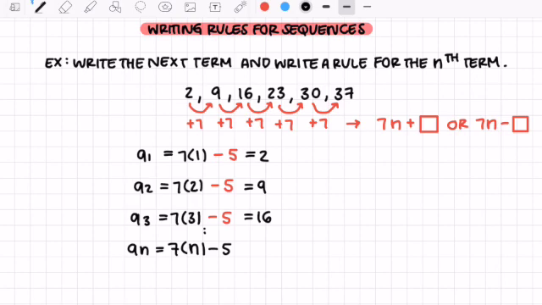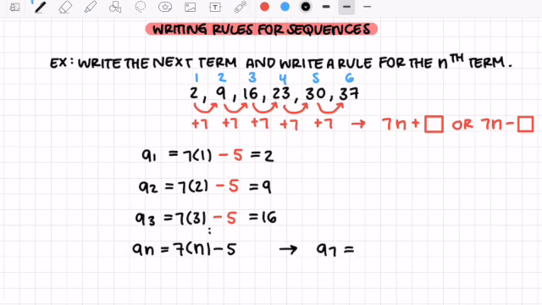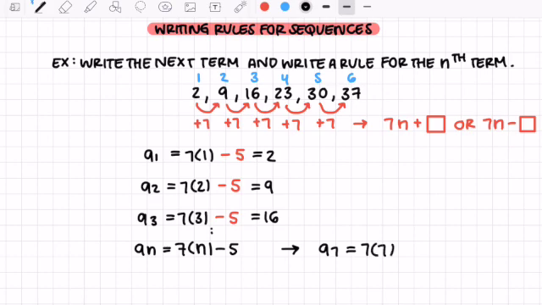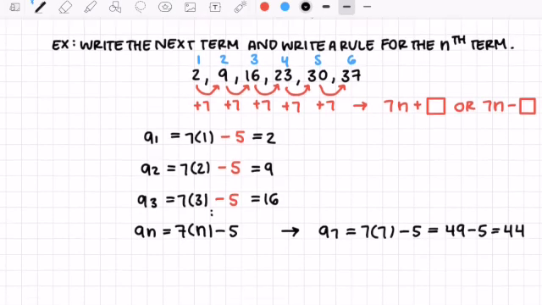They also wanted to ask for the next term. We have our terms given to us: our first one, second one, third one, fourth one, fifth one, sixth one, and we need our seventh term. So my seventh term here would be a7 equals 7 times 7 minus 5, which would give us 49 minus 5, which would be 44. So that would be our next term in the sequence. Alright, let's try out the next problem.